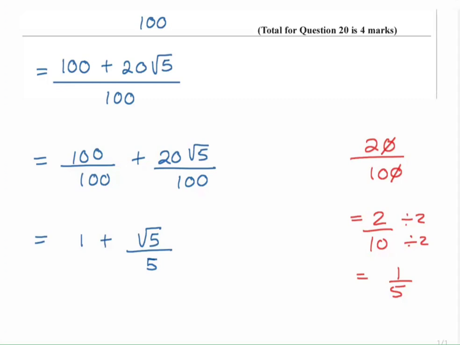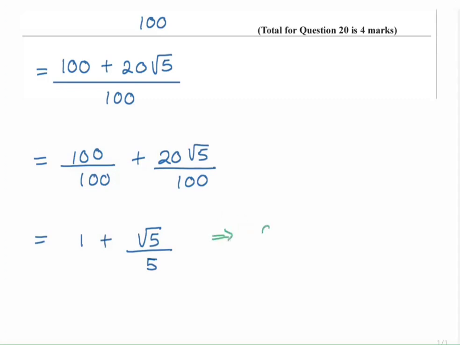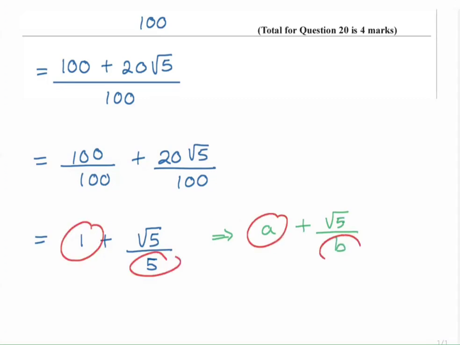Now, I'm just going to write out the format of the answer right next to our answer, and we can actually tell the values of A and B. They say they want the answer to look like this: A plus a root 5 over B. So we can actually match that our A is the 1 and our B is a 5 right here. And this was the correct solution according to the mark scheme.